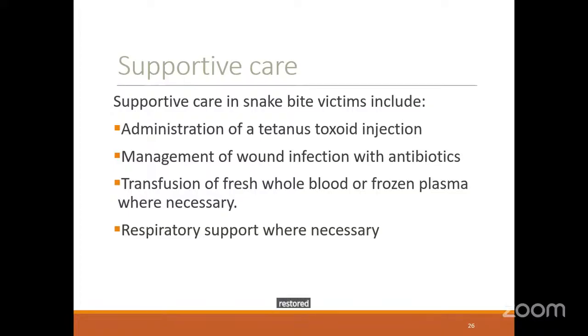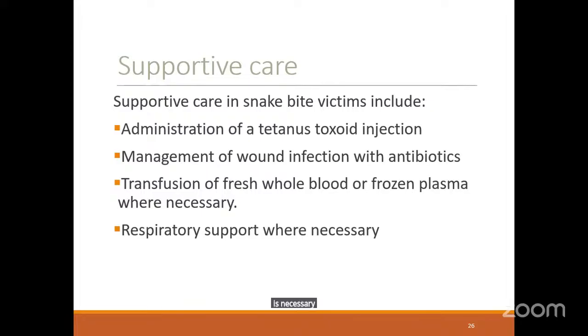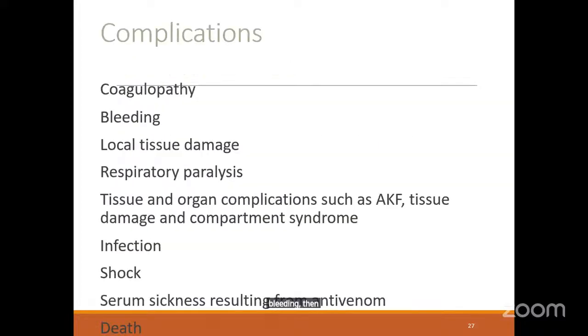Then transfusion. Of course, the transfusion will help to restore, because remember the hemotoxins will cause bleeding because the blood is not able to coagulate, not able to clot anymore, so there'll be bleeding. But transfusion of fresh whole blood or frozen plasma, whichever is necessary, or platelet concentrates can be done to help reduce bleeding. Then respiratory support when necessary.